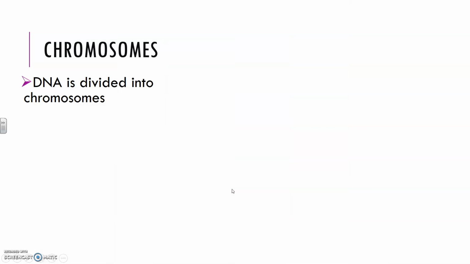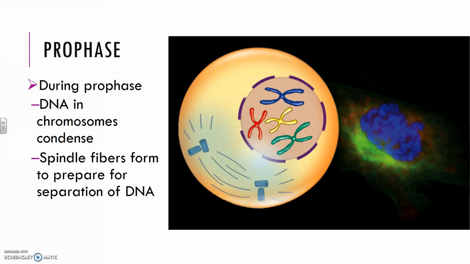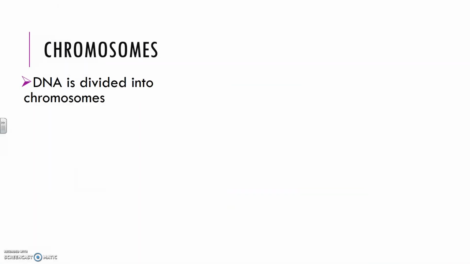Oh, wait, one more thing, sorry. And finally, you're also going to have the nuclear membrane start to dissolve. Because remember, the nucleus is designed to keep the DNA separate from the rest of the cell. But in order to divide the cell, you need the DNA to be with the rest of the cell. So the nuclear membrane will actually start to dissolve during prophase. That's why it's represented by the hashed marks here. All right, moving on.